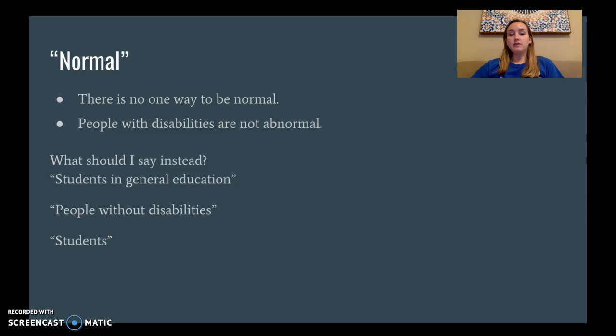The next word that we want to try to avoid is normal. So there's no one way to be normal. Everybody's different. Everybody has different abilities, interests, personalities, everything else. And people with disabilities are not abnormal. And there's a ton of people with disabilities. There's a ton of disabilities in the world. So this is not an abnormal group of people.